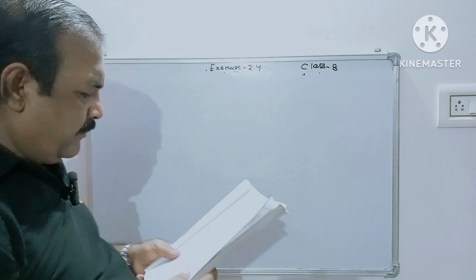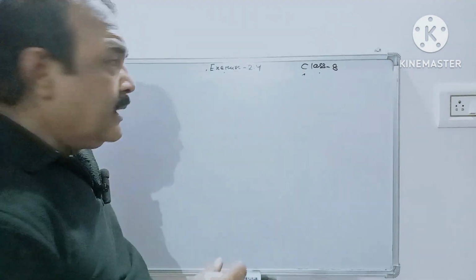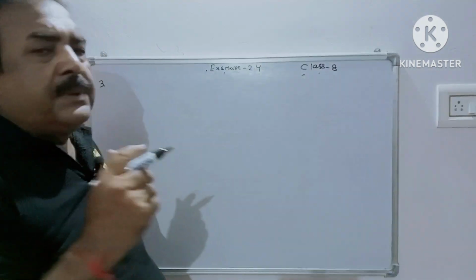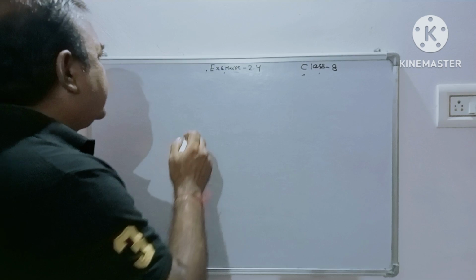So you see, the sum of the digits of a two-digit number is 9. Let us take x to be one digit of the two-digit number.